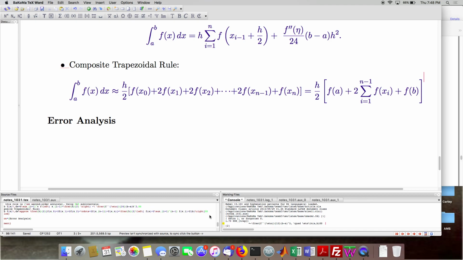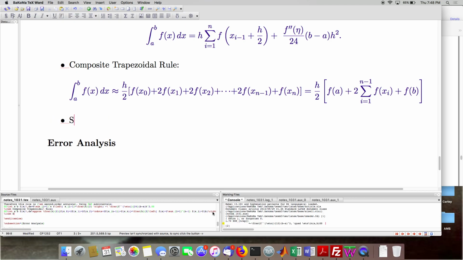Now, what about the error? I know my time is running out. Well, okay. I'll quickly state the other one, composite Simpson's rule.